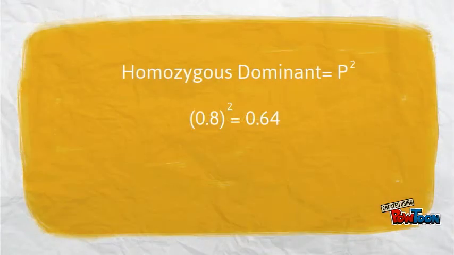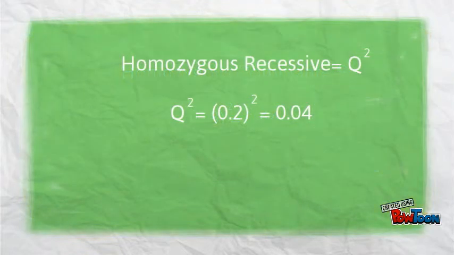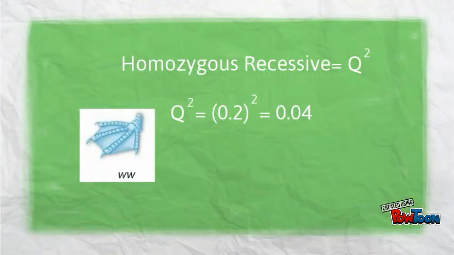To calculate the homozygous dominant individuals, you must square P. 0.8 squared equals 0.64. This means 64% of the population is homozygous dominant for this allele, and in this case, they have non-webbed feet. The same concept is used to calculate homozygous recessive alleles. Q squared, or 0.2 squared, is 0.04, which represents the homozygous recessive allele. This means 4% of the population has webbed feet.